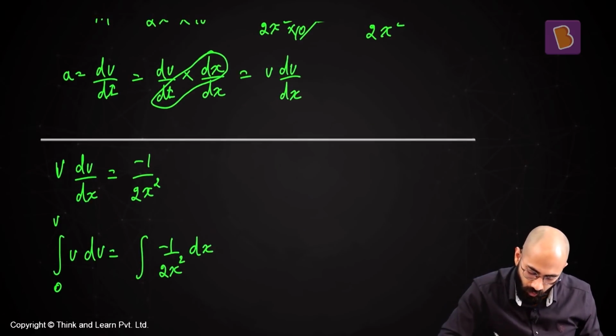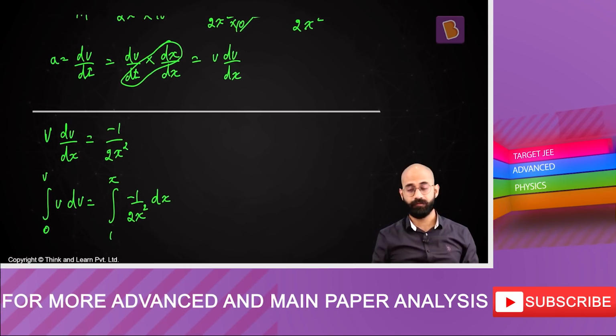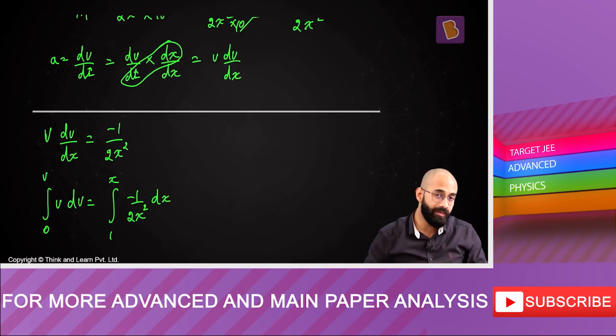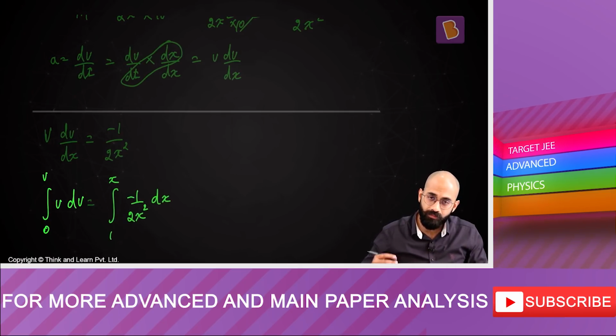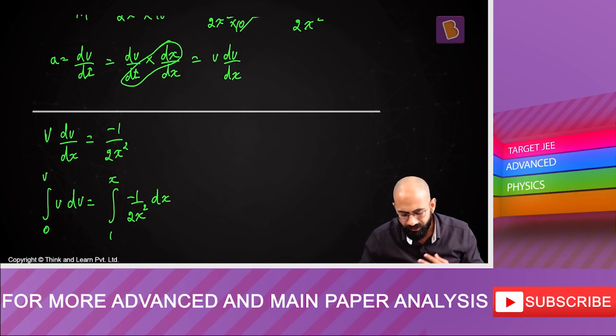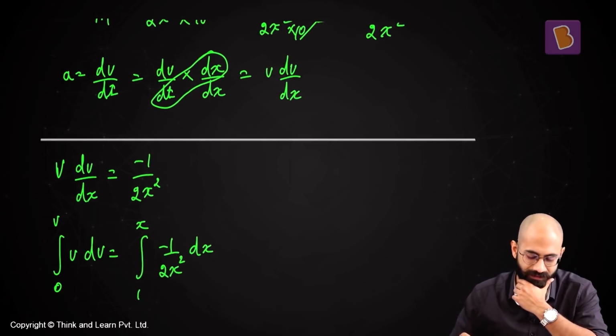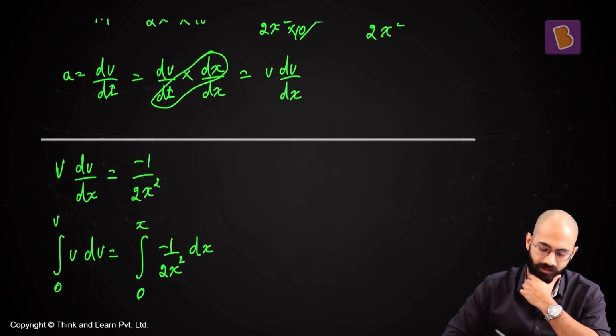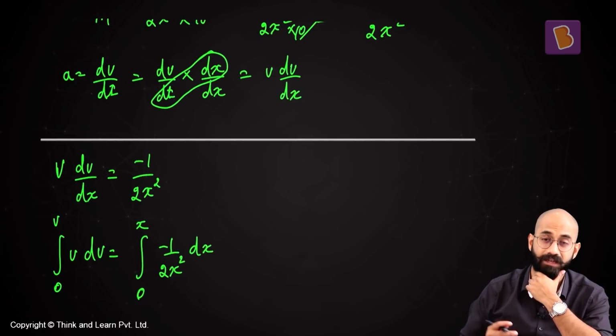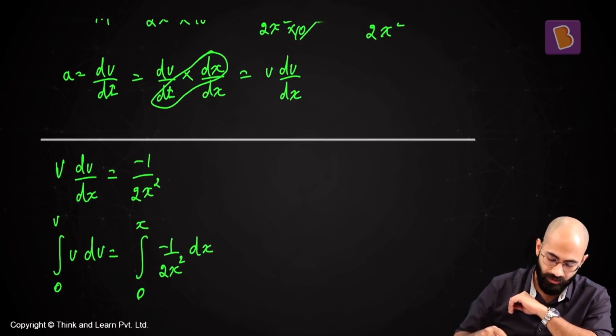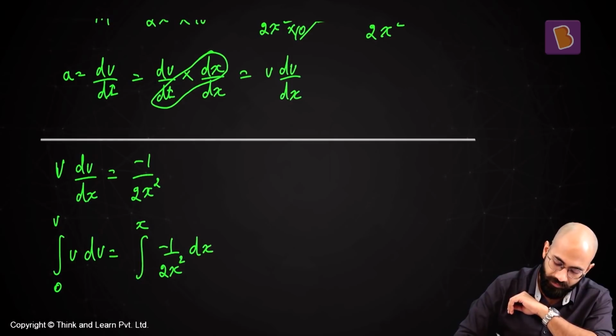So this becomes 1. The final variable is x. So v basically varies from 0 to v and x varies from 1 to x. Now this is a place where people can make a mistake easily. It's very easy to just start with 0 and then directly say x varies from 0 to x. That's not true. So you should be careful over here and make sure your limits are correct.